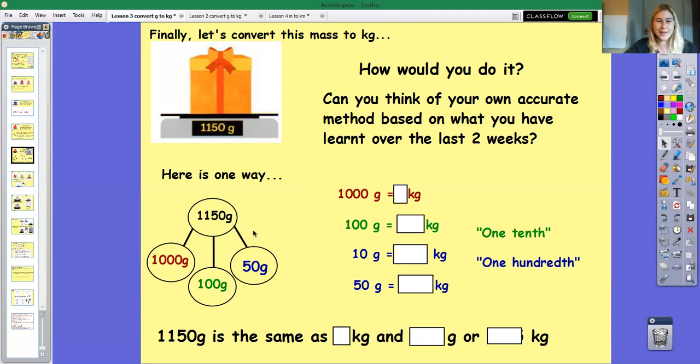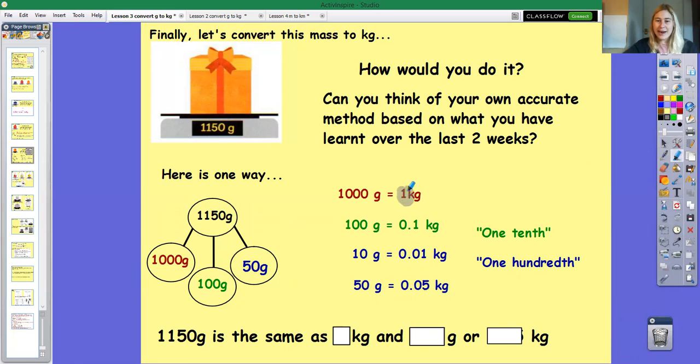Okay, so this is the way that I would think about it. I would start with my 1,150 grams, and I would partition it into 1,000 grams, because I've got 1,000 there, my 100 grams, and my 50 grams. And this is really easy, actually. I don't need to do lots of dividing by 1,000 now, because I know that 1,000 grams is the same as 1 kilogram, which I've got there. I know that 100 grams is the same as 1/10 of a kilogram. I know that 10 grams would be 100th, so I know 50 grams has got to be 500ths of a kilogram. So I've got to add all these together now.